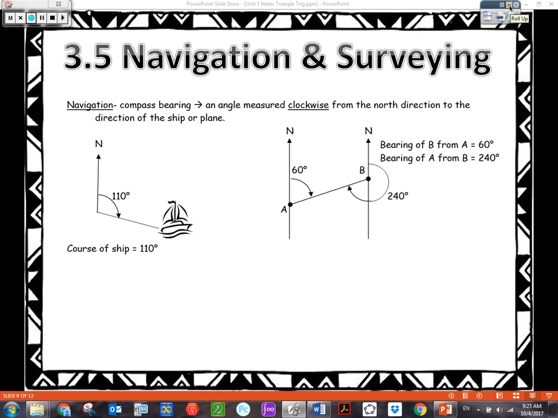They're different. We need to get in our head before we get into this lesson that they are different. We are not going to be measuring angles like we normally do, the proper way. We're going to be measuring angles from the north line, how navigation is done.